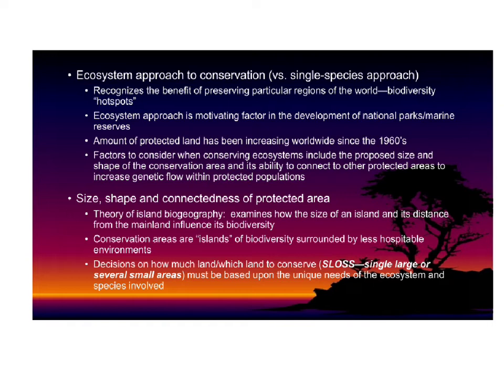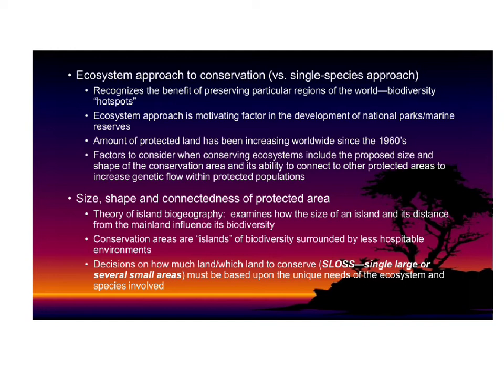All right, so let's talk about the size, shape, and connectedness of a protected area. Back in the day, back in chapter 6, we talked about the theory of island biogeography. This was an idea that examined how the size of an island and its distance from the mainland influenced its biodiversity. The larger the island, the larger the biodiversity. The closer to the mainland, the larger the biodiversity. So the further from the mainland, the less biodiversity.